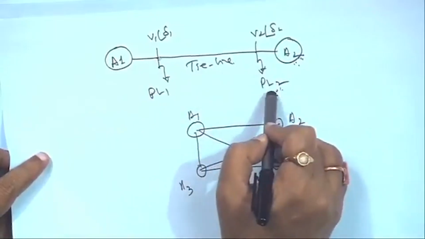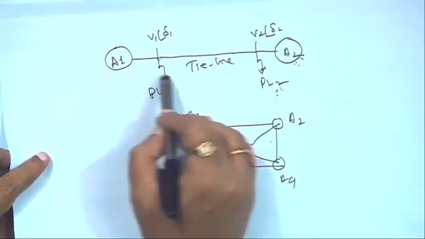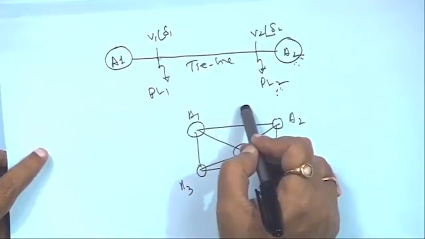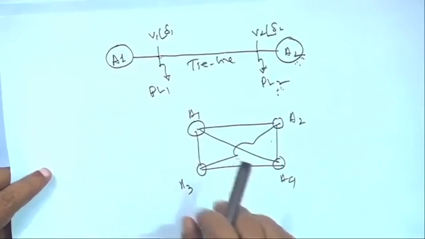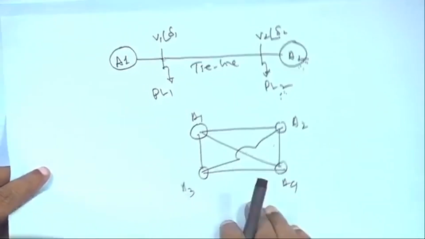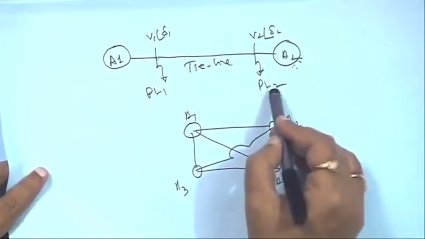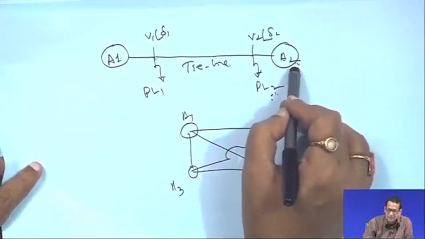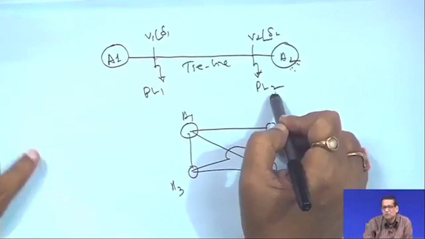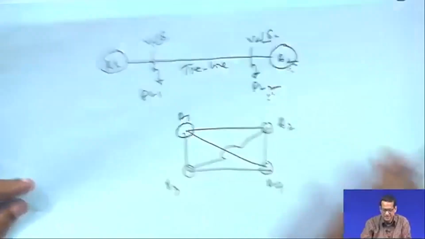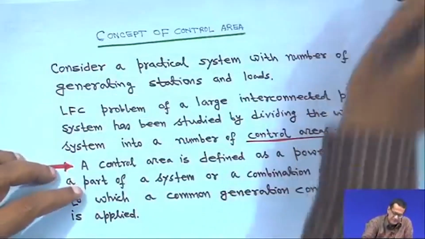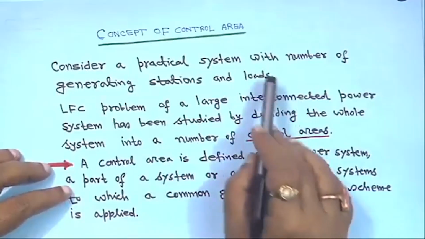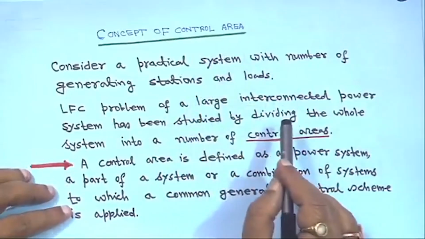If I need power, I can purchase it from this area or from that area, either of them. So it is a planned benefit of interconnected operation, a cooperative assistance. But it is expected that all the generation in a particular area will accommodate its own load disturbance or own load increase. That is why the concept of control area comes in.